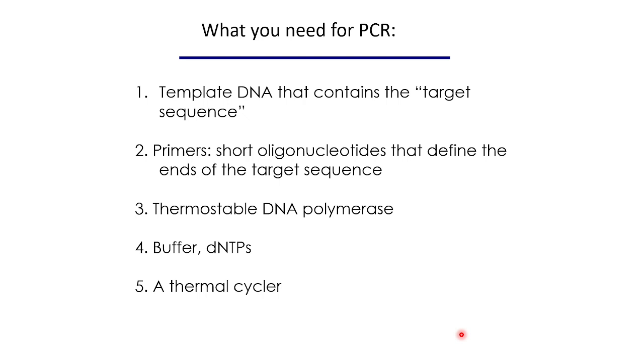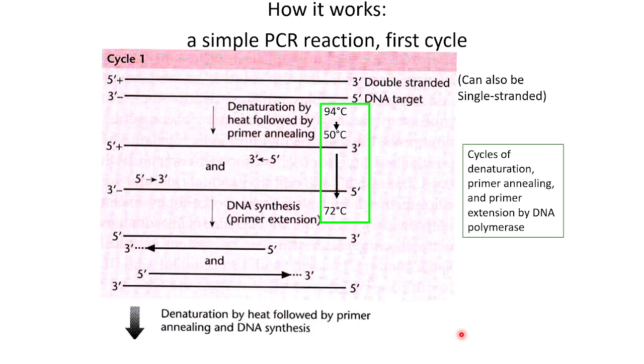So now, what do we need for the polymerase chain reaction? We have a template DNA that contains the target sequence. The primers are short oligonucleotides that define the ends of the target sequence. We have the thermostable DNA polymerase, buffers and dNTPs, and then we have a thermal cycler. So we need these things for PCR.